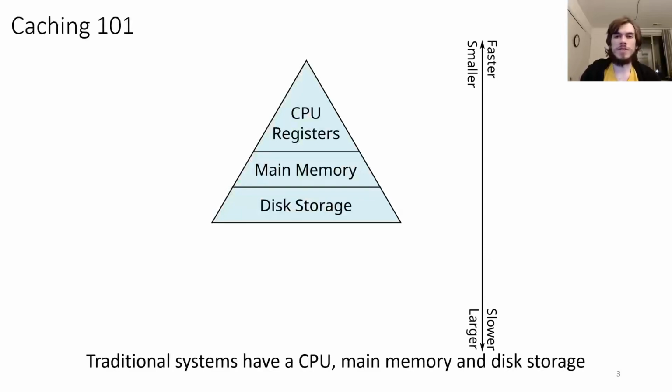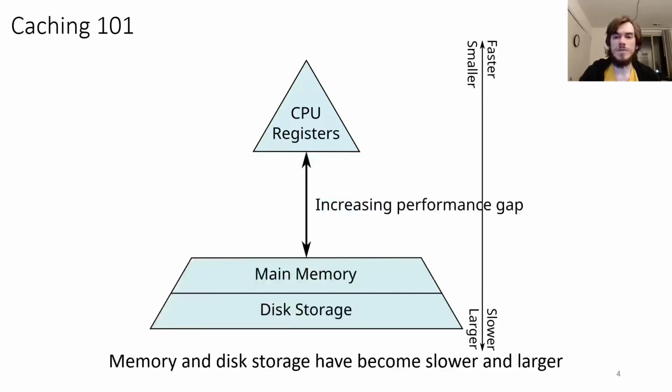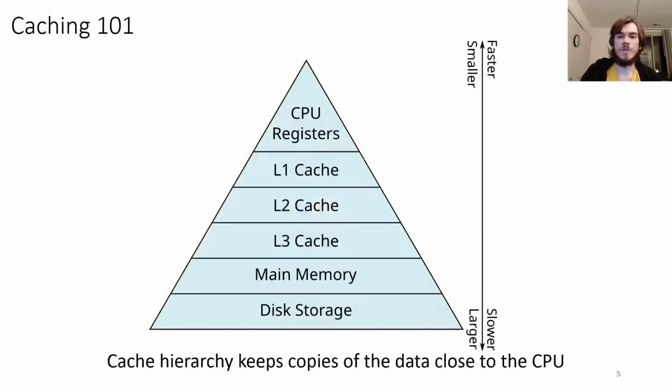Let's take a traditional system from about 20 to 30 years ago. You'll find that it has a CPU with very few registers that are fast to access, large main memory that's slow to access, and finally disk storage that can be pretty large but really slow to access. And the common trend that we've been seeing is that CPUs advance at a much faster pace than your main memory and disk storage. And this has led to the increasing performance gap that you see here.